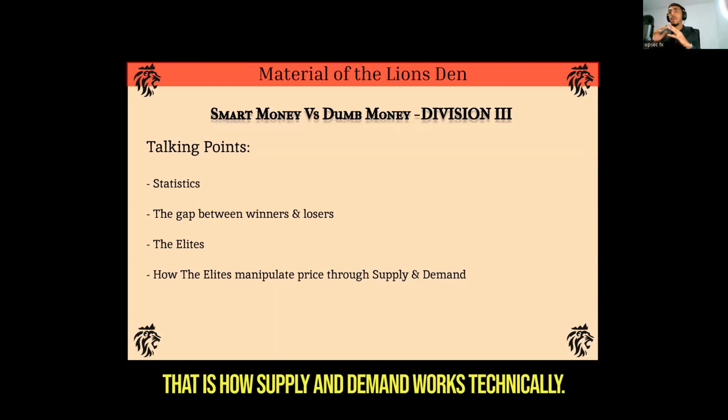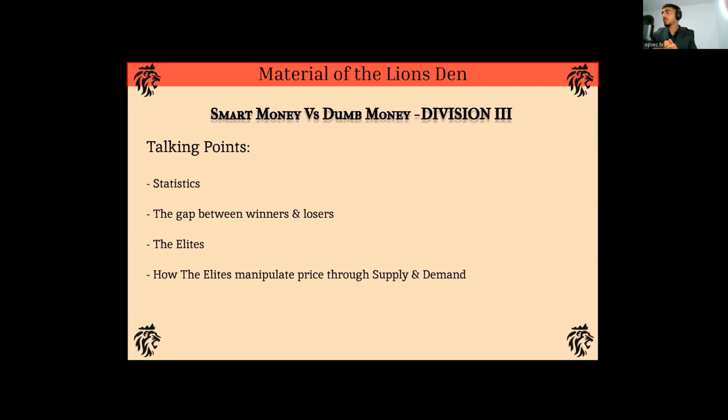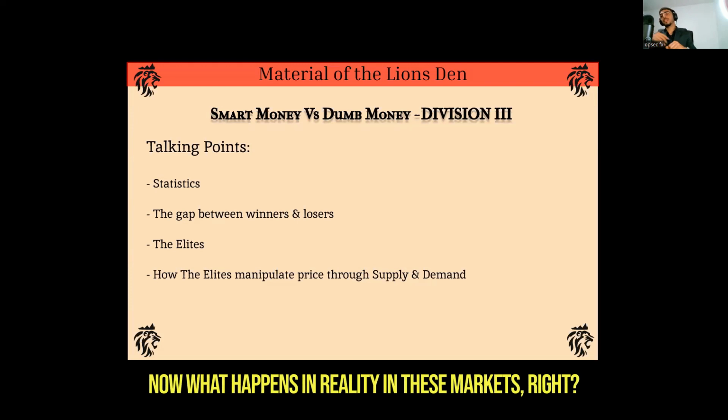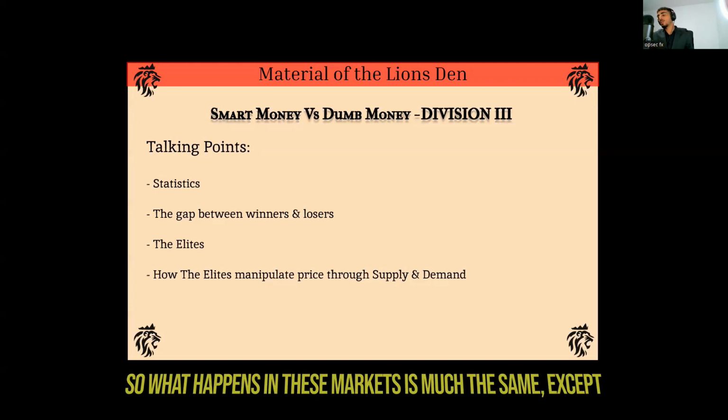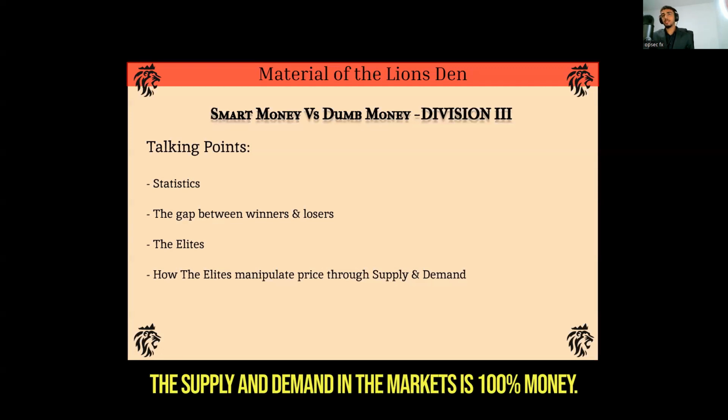That is how supply and demand works. Technically, that's the technical aspect of it, and that's how it works. Now, what happens in reality in these markets, right? What happens in these markets is much the same, except the supply and demand in the markets is 100% money.